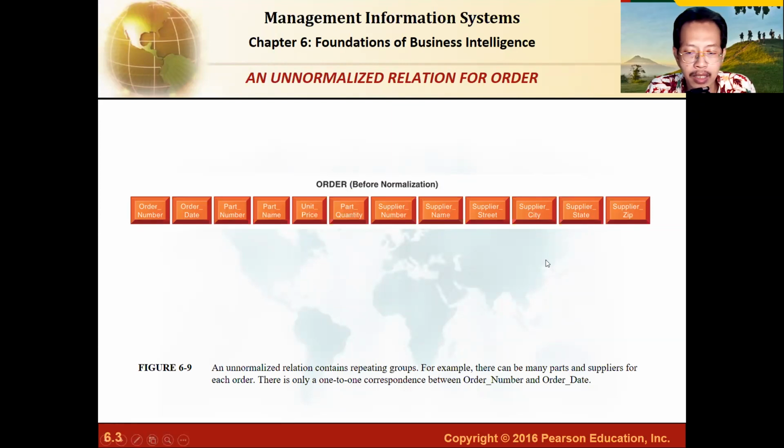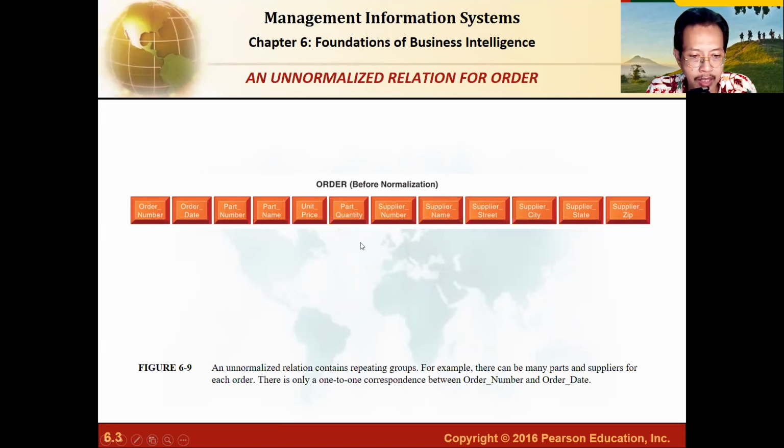Here you can see that this table consists of several fields which are all in one table. And this is not practical because then every time you have a new record, then you would write again the number of the order, the date of the order, the name of the part, the supplier number, the supplier name, and this is not practical because there would be lots of redundancies.